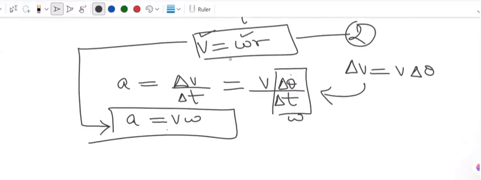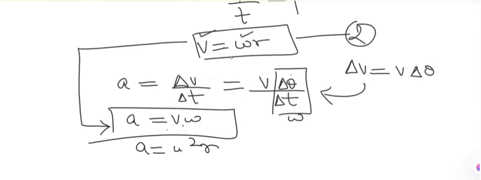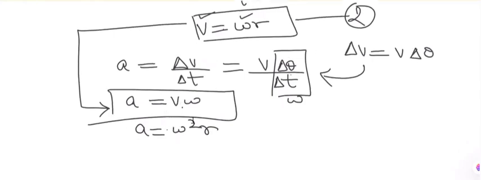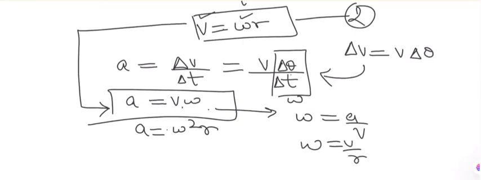So, when I apply the value of V equals omega R over here, then I will get A equals omega square R. So the formula for acceleration is omega square R. Okay? Therefore, I am aware that with this, my omega is A over V, and my omega is also equal to V over R.